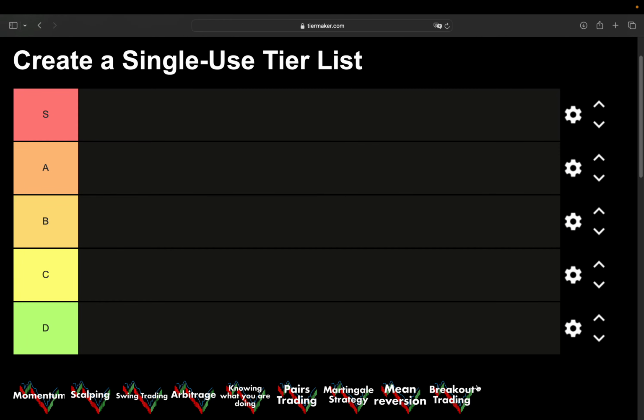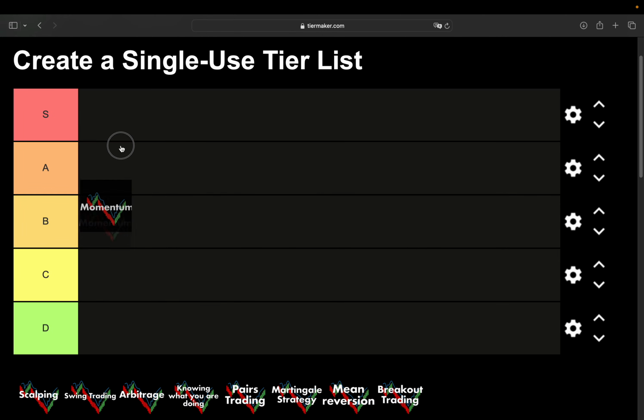First up, we got momentum. The strategy focuses on buying assets that are showing upward price movement and selling those that are losing. It can yield high returns in trending markets and is favored due to its clear signals and strong performance. It also has a lot of academic backup, and if you followed my channel, you know we successfully backtested both cross-sectional and time series momentum. Given its effectiveness and popularity, momentum trading is a clear S tier for me.